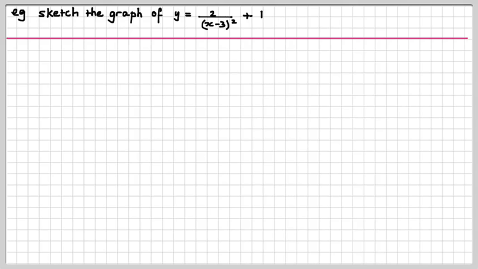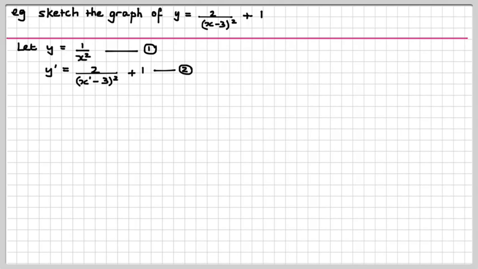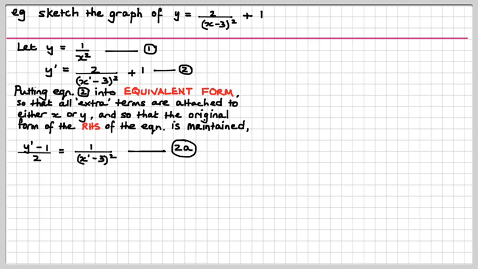Okay, we'll compare that to a base model truncus, which would be y equals 1 over x squared, and then we'll work out what the transformations were. Equivalent form needed. I'd suggest y minus 1 over 2 would be the easiest way to get that 1 and that 2 belonging to either an x or a y, in this case a y term. If we put them into equivalent form so that all the extra terms are attached to either x or y, so that the original form of the right hand side of the equation is maintained, we do what I just said. Y minus 1 over 2 equals that.